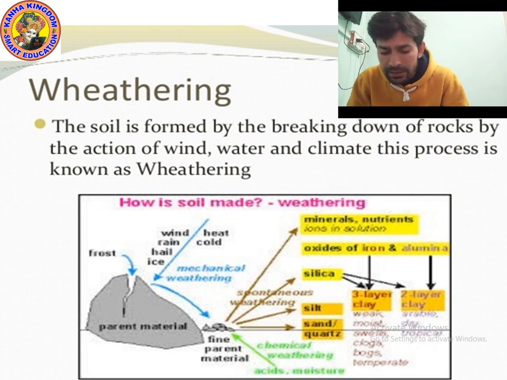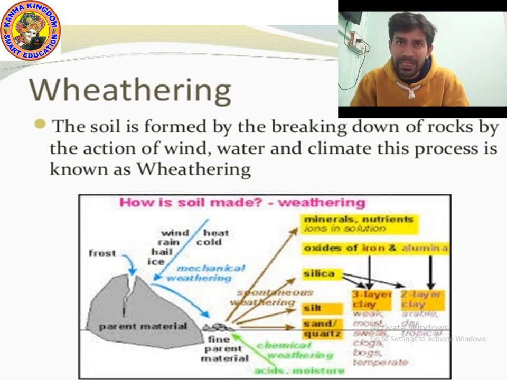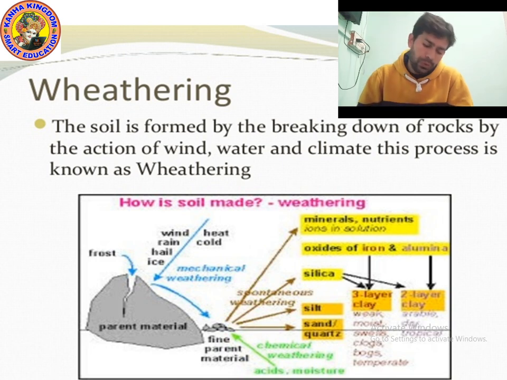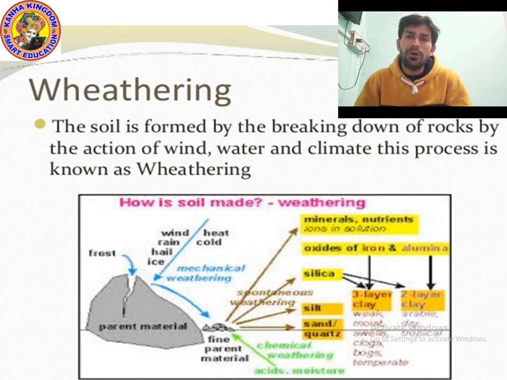Because of heat, the stones start warming, and because of heat, the cracks start coming, or you can say frost. So they start breaking down, and fine particle material starts forming. These small particles are formed because of wind, rain, ice, heat, and cold.